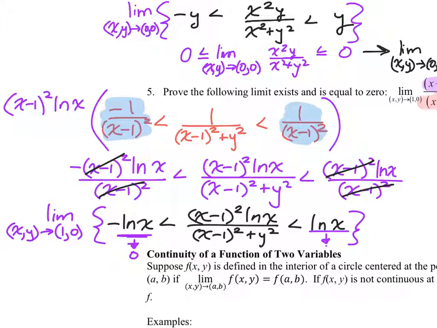Doesn't always work, but sometimes it does. All right, so yeah, natural log of 1 is equal to 0. So my two outer functions have limits that are going to 0, which means that the middle function must also take on that same limit.